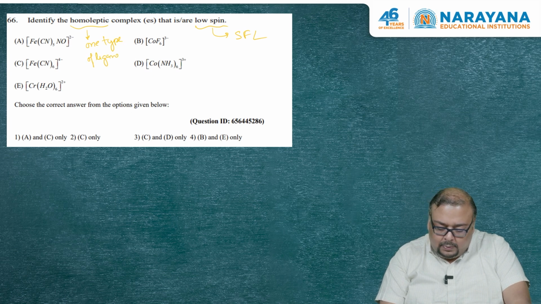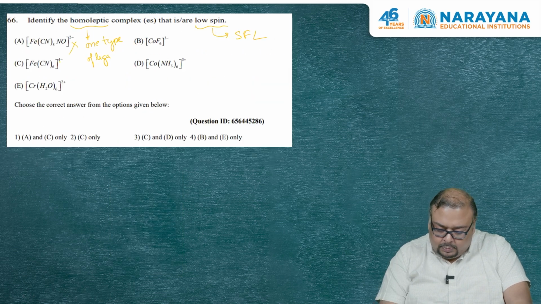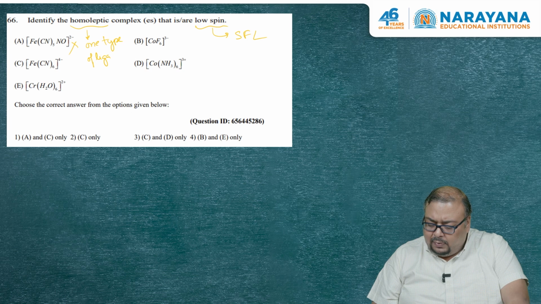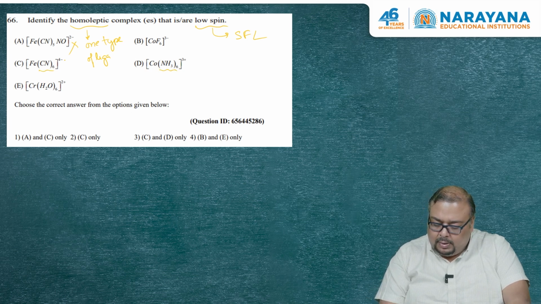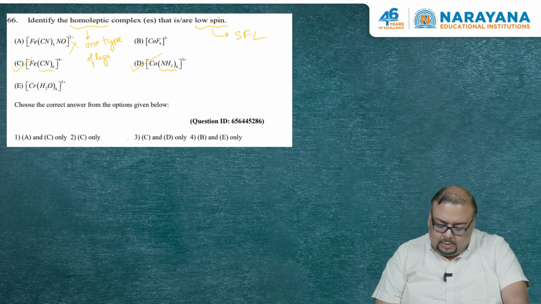So obviously the first option goes out of the picture. In all other cases you have got only one type of ligand, so we should consider. Now out of that, the strong field ligand will be observed in case of NH3 and CN. In these cases strong field ligands will cause forced pairing. So C and D should be the correct complexes for this answer. So the correct option should be option 3, C and D.